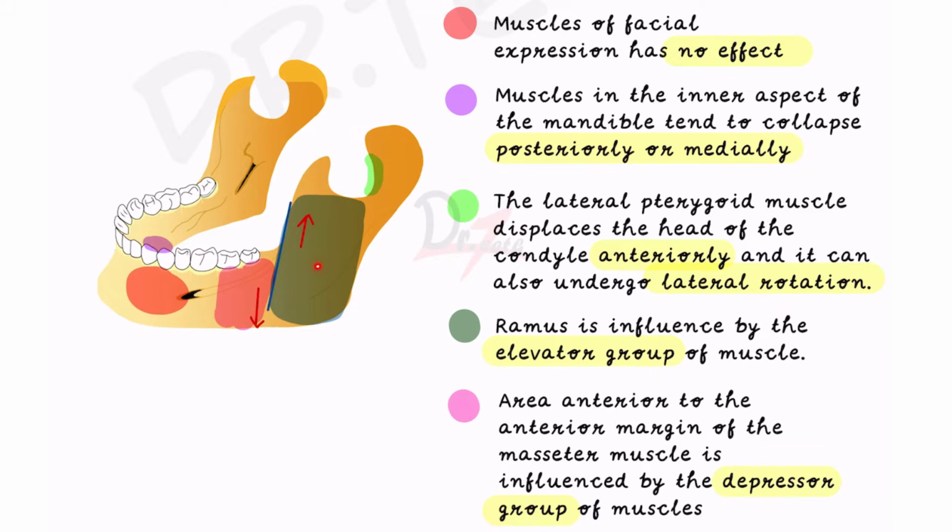Then we have the ramus area. This ramus area is influenced by the elevator group of muscles. The area just ahead of the ramus, meaning if you draw a line at the anterior margin of the ramus or the anterior margin of the masseter muscle, then the area anterior to this line will be affected by the depressor group of muscles. Okay, so that's about the muscle action.